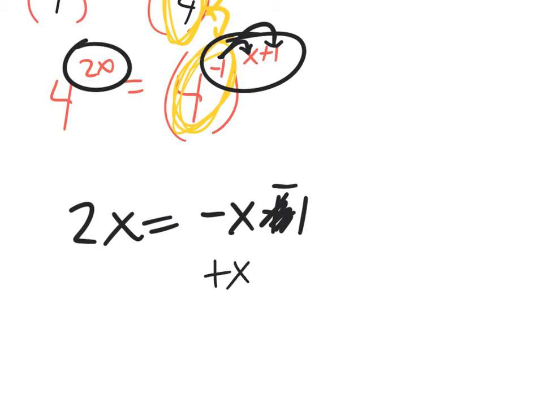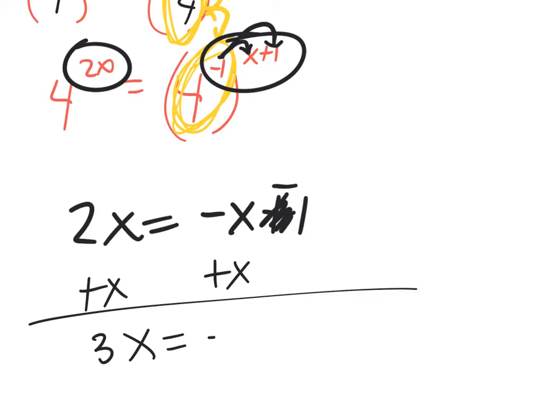All right, and from here, it's easy to solve. I get rid of the smaller of the two x's, so I'm adding x to both sides. And then I just have to divide by 3. And my final answer is x equals negative 1/3. Raise your hand if you had negative 1/3. Okay, awesome. That's kind of the second level.